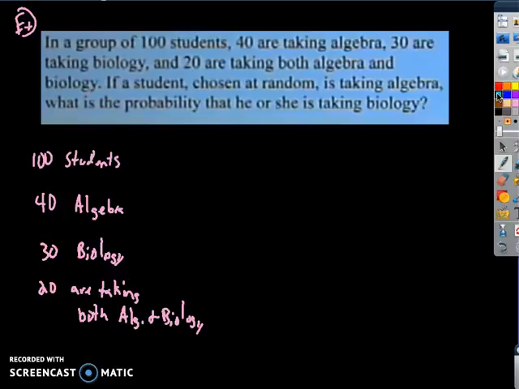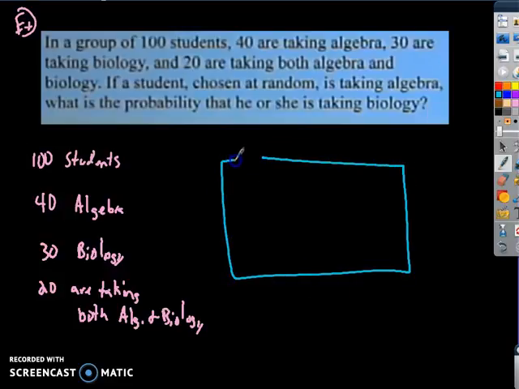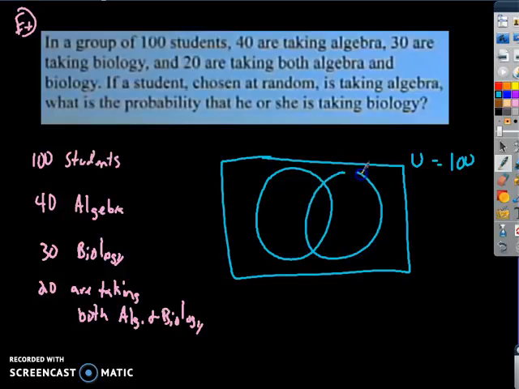So let's create the universe. This is my universe. In this universe, we got 100 students. This is my algebra class, and this is my biology class. They gave me some data to start with. They told me that 20 students are taking both algebra and biology. So that's 20 students in this bubble. So that's used.